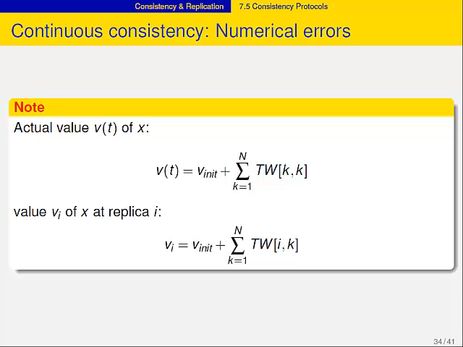Okay? And because we're not talking about propagation at the moment, I'll get to that in just a minute, I don't know what values these other guys have. I will bet you they will not be the same. If I don't propagate any updates, they will be different. Okay? The value vi of x at replica i is this thing.